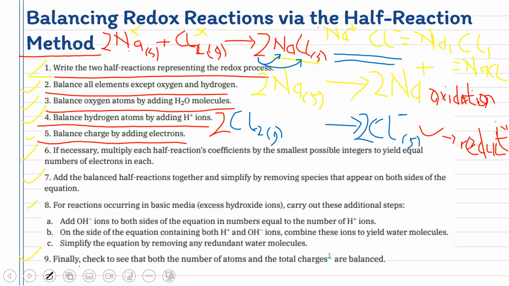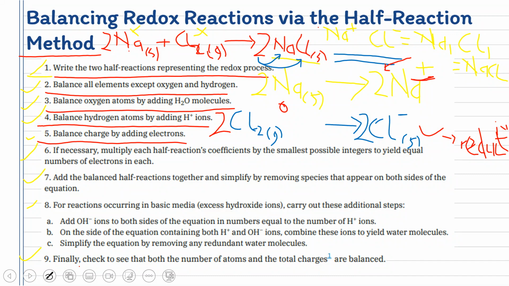So I'm going to do step 5. I can do step 5 in this example. Step 5 says balance charge by adding electrons. So let's do that here. I'm just using this as an example. The charge on this side is 0. Sodium existing in its elemental state is 0. But the charge here is +1. Can you see that? But this +1 is being affected by this 2 sitting here.